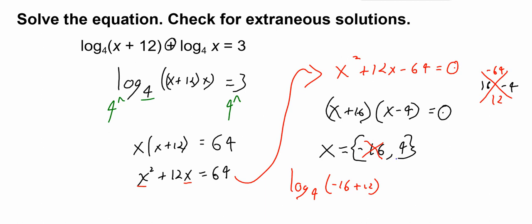And when I plug in 4, I'm going to get log base 4 of 4, and 4 plus 12 is 16, so log base 4 of 16, and that equals 3. Well, here, log base 4 of 16: 4 to what power is 16? Well, that's 2.